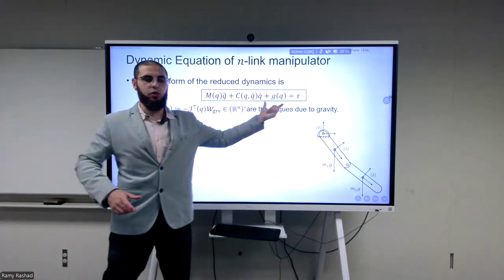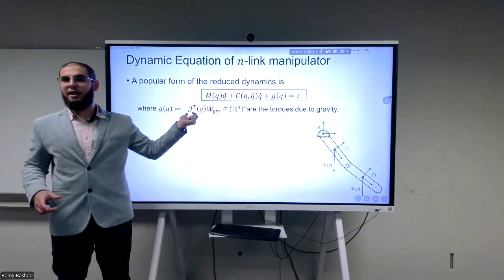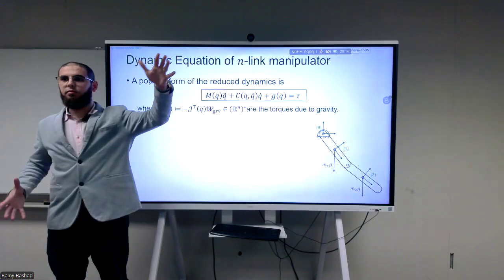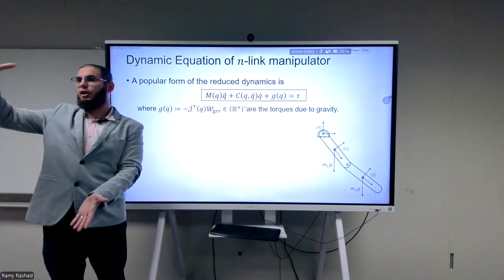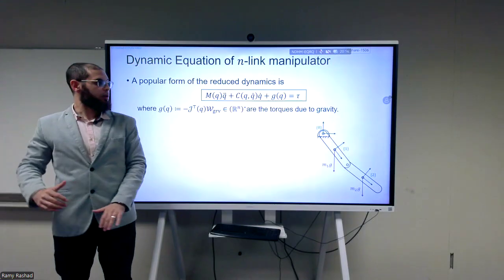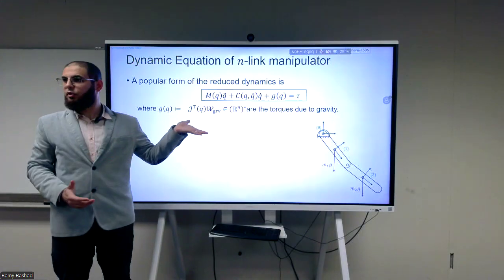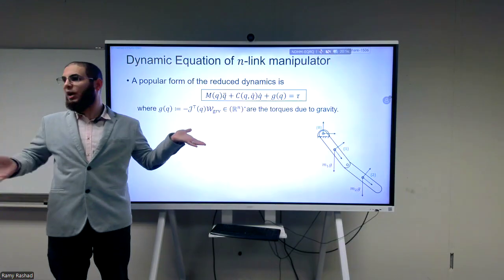What's inside of this G of Q? It's simply the J transpose times the gravity wrench. This J is the big one, okay? And the gravity wrench here is the stacked one for gravity acting on each link. Okay? This is the expression that we just derived by looking at the gravity as an external wrench.